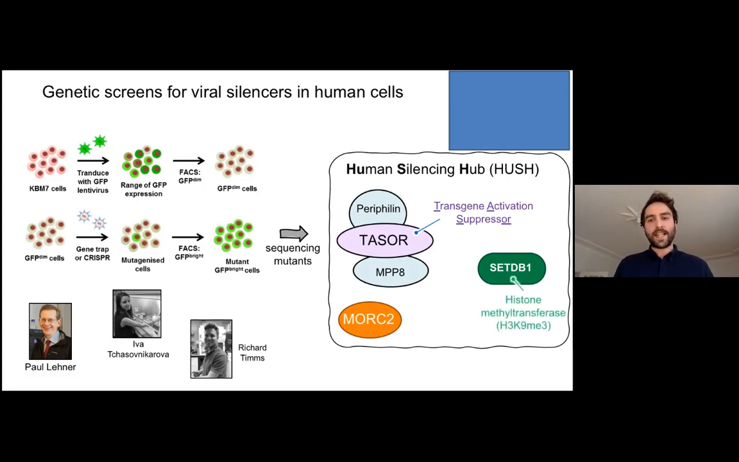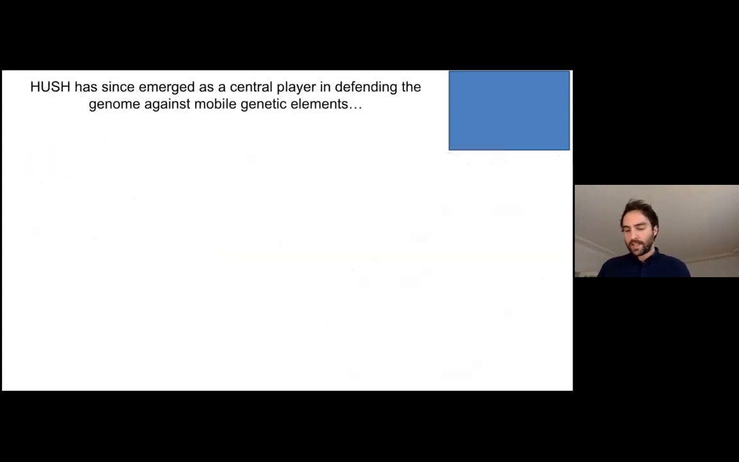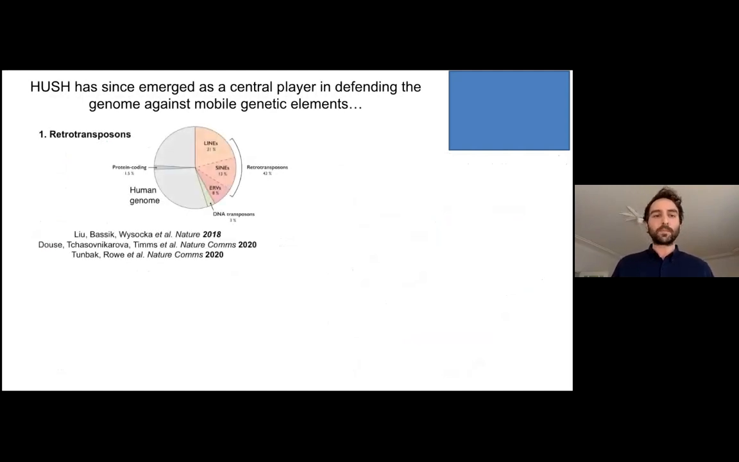They also found SETDB1, which is a histone methyltransferase depositing a repressive epigenetic modification, which is known as H3K9 trimethylation, and a chromatin remodeling ATPase called MORC2. And since this discovery was made, HUSH has really emerged as a central player in defending the human genome against mobile genetic elements in general.